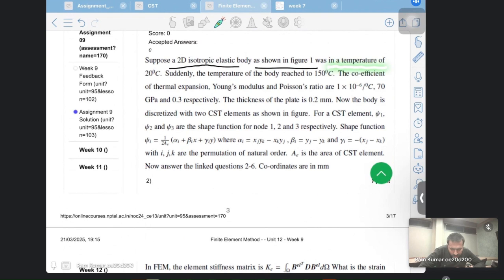Okay, the temperature of the body suddenly reaches 150 degrees Celsius.